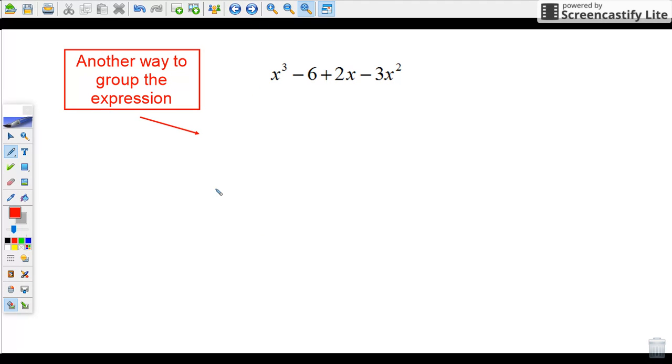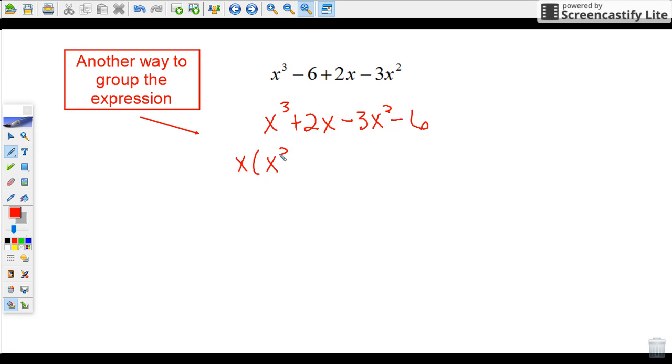Now there is another way to group this expression, so there's not just one right way of doing this. The second way that I'm going to group this is I'm going to put the x to the third and the 2x together because I see that they share an x. And then I'm going to rewrite the negative 3x squared and the negative 6 because I see that they share a negative 3. So in these first 2 terms, I'm going to factor out an x.